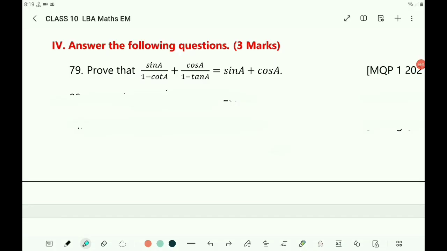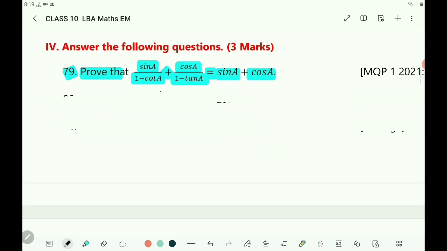Dear children, now let us solve 3 marks question of the LBA of the Introduction to Trigonometry. Now you take the 79th question. Prove that sin A by 1 minus cot A plus cos A by 1 minus tan A equals sin A plus cos A. Here you take the LHS.